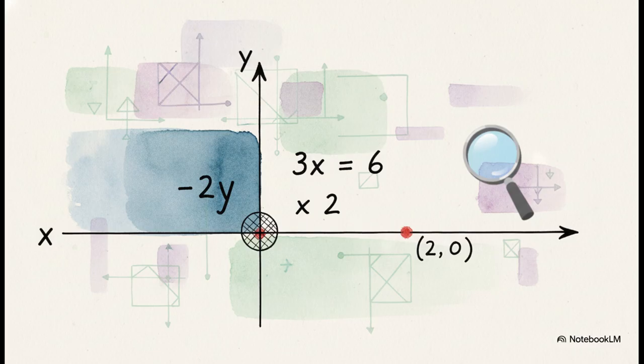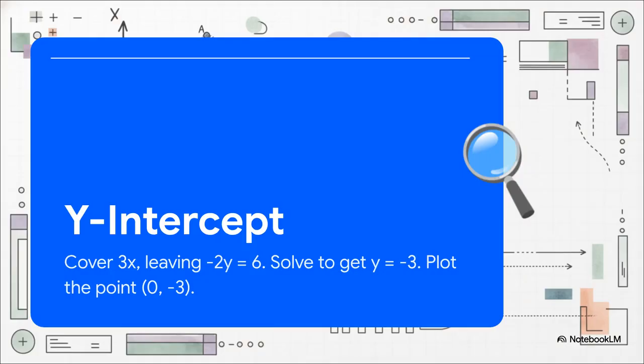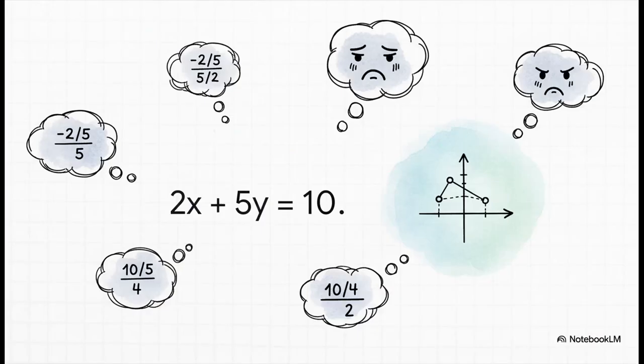That's a super easy solve. X equals 2. So we go ahead and plot our first point right there on the x-axis at (2, 0). Now for the y-intercept. This time we cover the 3x term, and that leaves us with negative 2y equals 6. A quick division tells us y equals negative 3. We plot our second point on the y-axis at (0, -3). Connect the 2 dots, and boom, that's our line. So much faster, right? Okay, let's try another one.